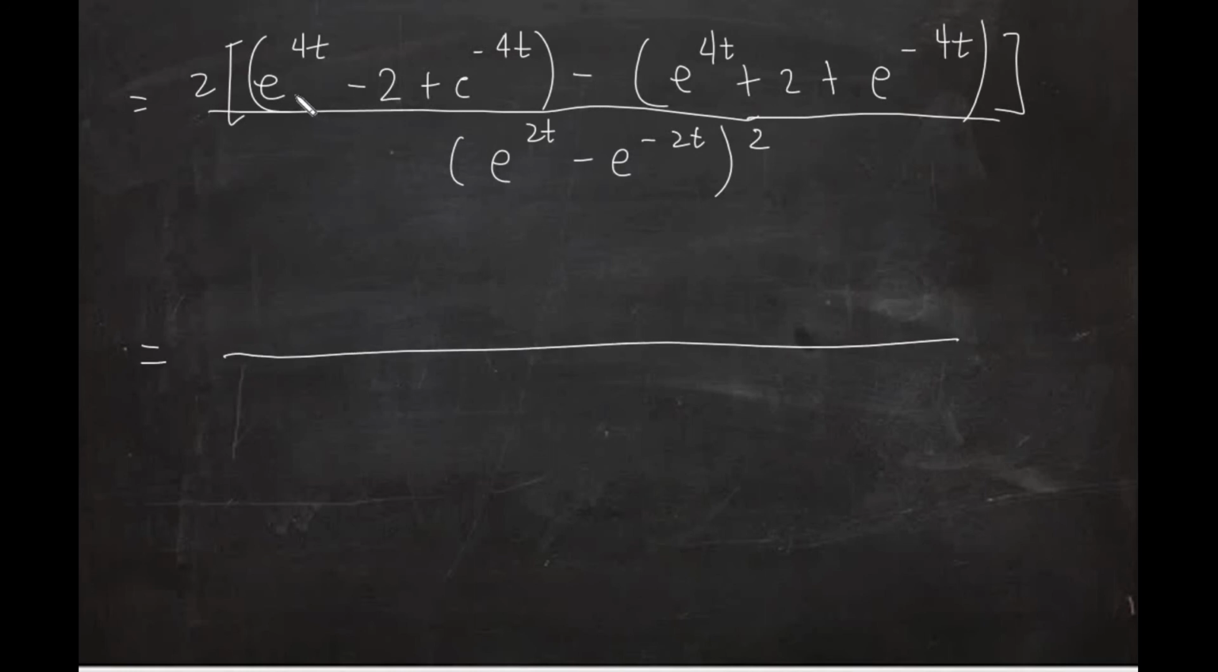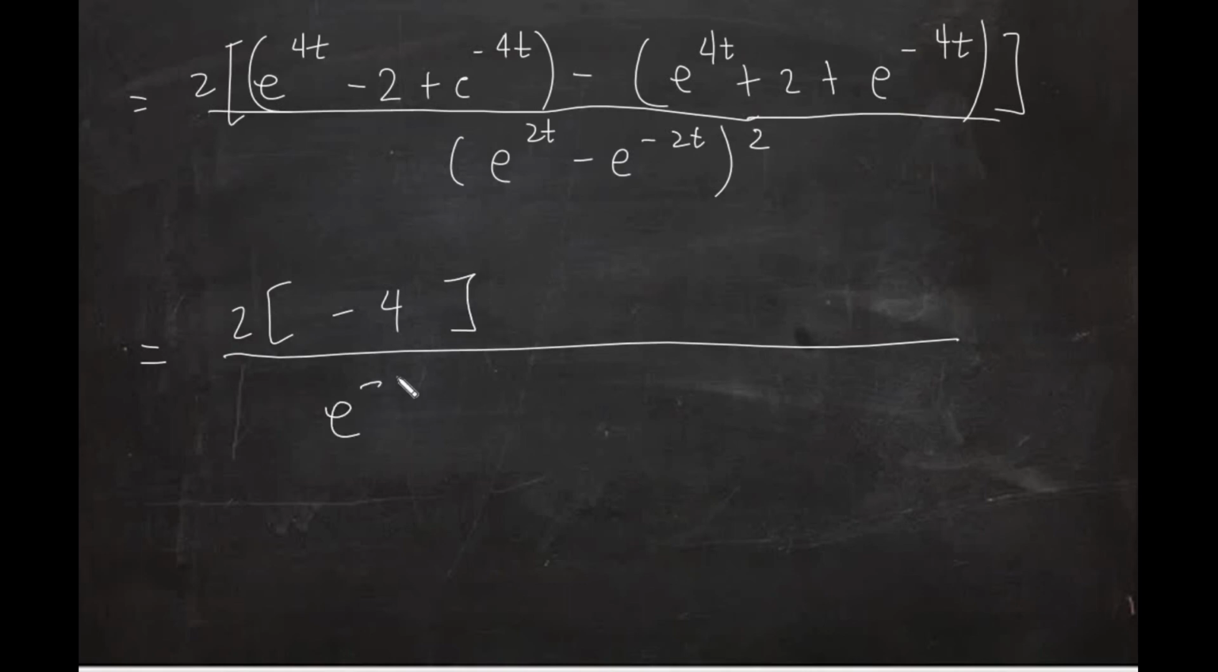So what can we simplify here? Because this is e raised to 4t, and if we distribute the negative here, then those two terms will be cancelled out. And then we'll have negative 2 here, and then another negative 2 there. So that will now be negative 4 if you add them together. Now we have e raised to negative 4t here, and if we distribute the negative sign here, we'll have negative e raised to negative 4t, so it will also be cancelled out. So the quantity that's just left is simply negative 4.